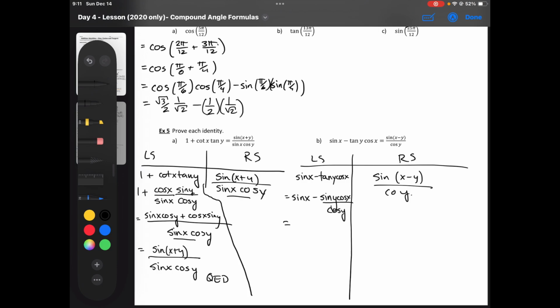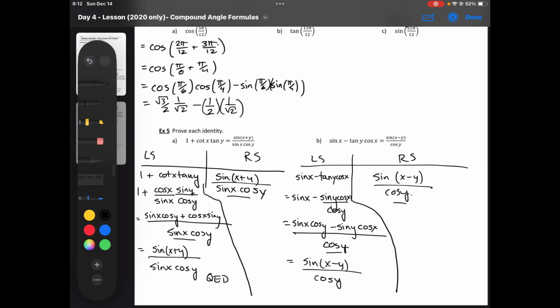And instead of working on the right-hand side, I'm going to keep going on the left. I'm going to find a common denominator, which happens to be cos y. And now I've got sine x cos y minus sine y cos x all over cos y. Now my denominators are the same, and the top simplifies to the identity sine x minus y over cos y, which means that I've also proven that identity.